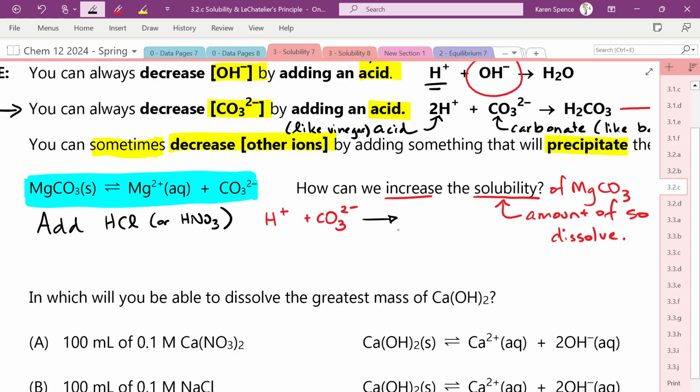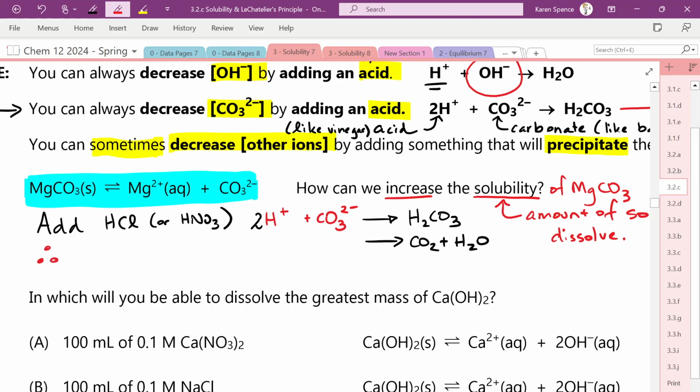So we have HCO3. What is our product? H2O and CO2. I'm actually going to go through the intermediate compound in the middle, H2CO3, which means we need 2 of those, and then that will form CO2 plus H2O. Is that good? Okay. So what does that do that causes this equilibrium to shift?